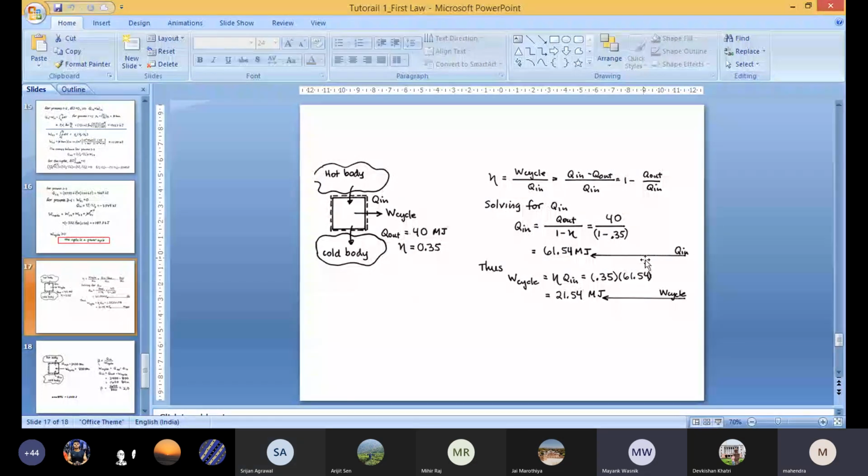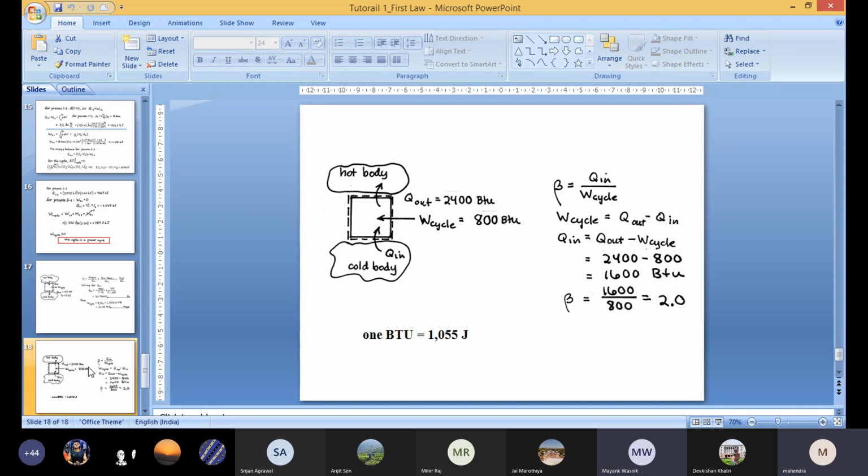That way we are calculating Q in equal to this much. Then we have to calculate the work output over here. This is a simple calculation and we are getting this much. Anyhow, this is a power cycle only. By seeing it here itself, we should say this is the power cycle. And the next thing is the last one, just a couple of minutes.